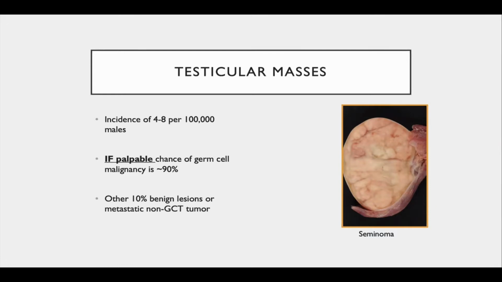And in that remaining 10% of palpable masses, malignant etiology still exists. So you could have a metastatic lesion, you could have a non-germ cell tumor, or you could have a benign tumor that is actually palpable.